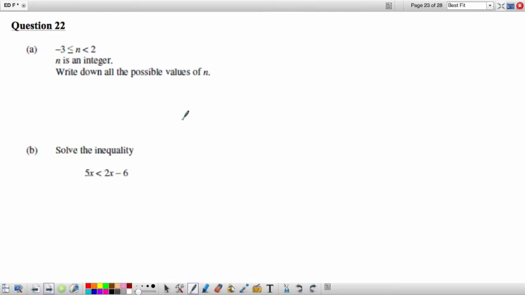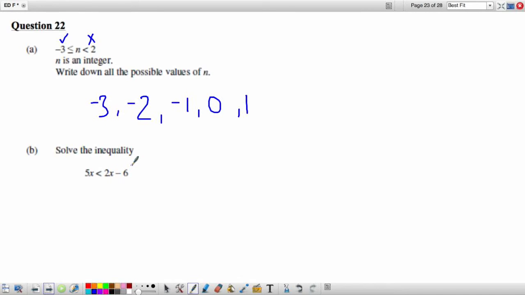Question 22. N is an integer, that's a whole number. We need to write down all the possible values of n. Well, here for our inequality sign, we have that n is greater than or equal to -3, so therefore -3 is included. But it's less than 2. There is no equal sign, so 2 is not included. So all of the integer values, therefore, will be -3, -2, -1, 0, 1, not 2.